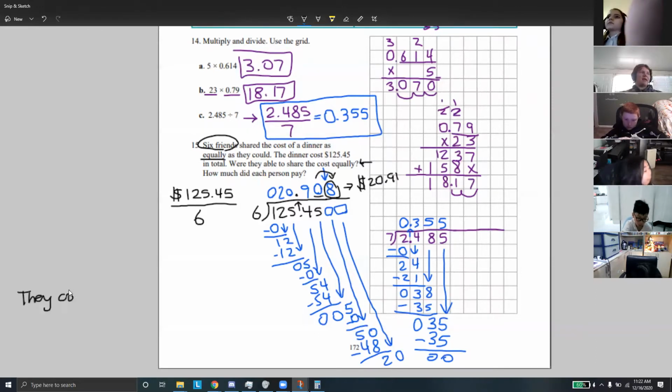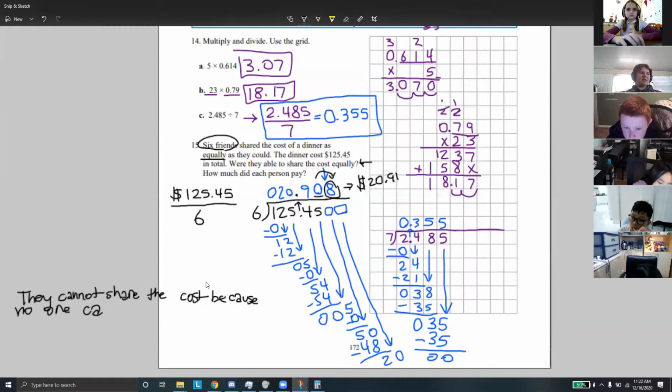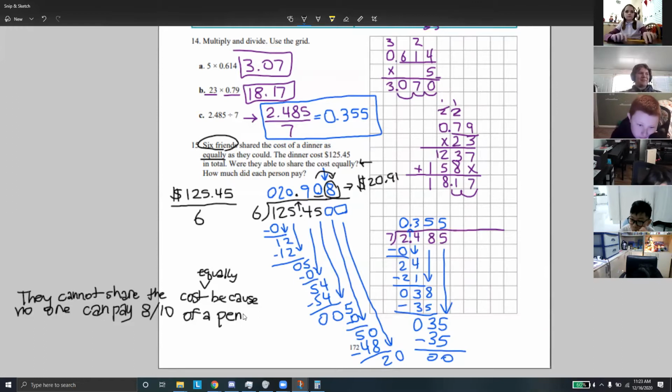They cannot. Why does cannot not have a space? It's just a compound word. Cannot share the cost equally, I'll say. Or you could even say perfectly equally. Because no one can pay, and how much were they going to have to pay? 8 out of 10. 8 thousandths is 8 out of 10 of a penny.